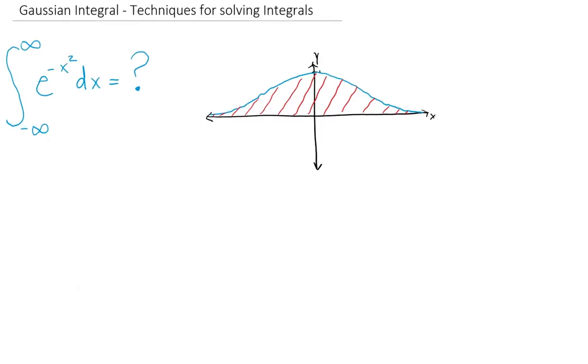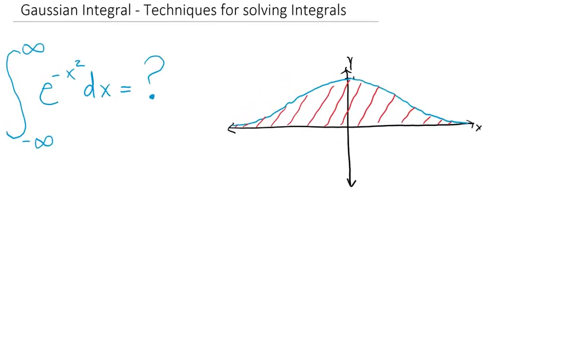Well, now we're going to take a look at the Gaussian integral, and I've written it on the left-hand side. It's the integral from minus infinity to infinity of e to the minus x squared dx. And I've drawn a picture of it on the right-hand side in blue, and the red hatched regions represent the area under the curve from minus infinity to infinity, and that is the area that we will be computing.